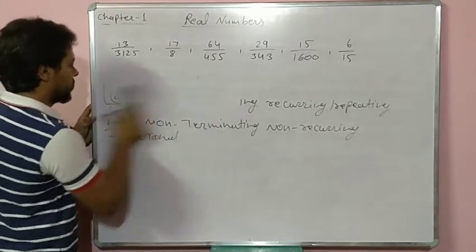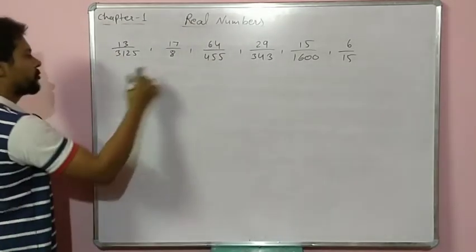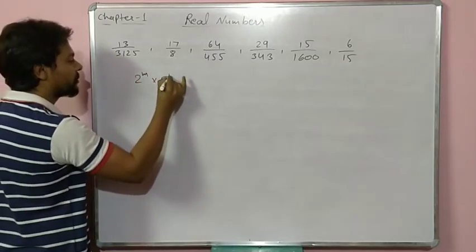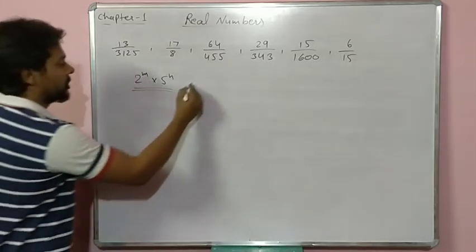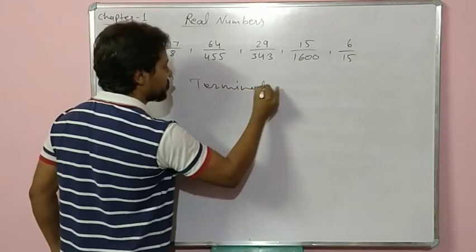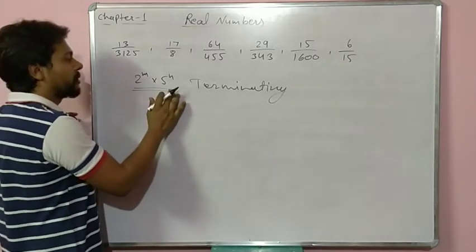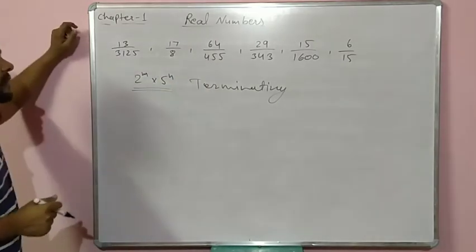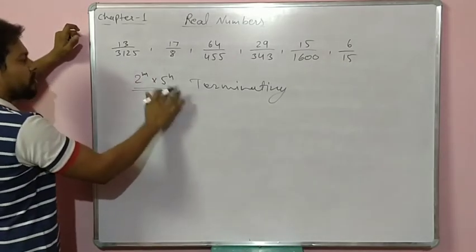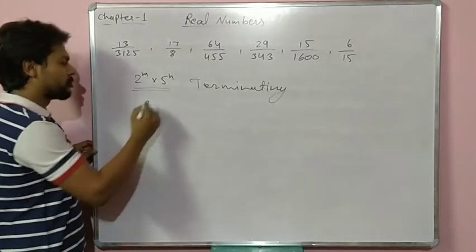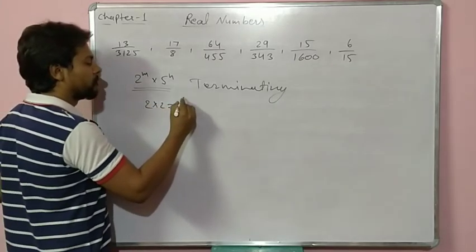How it works? Let me show you. If the denominator is of the form 2 to the power m into 5 to the power n, then it will have terminating decimal expansion. If it is not in the form of 2 to the power m into 5 to the power n, then it will have non-terminating recurring decimal expansion. Now, how to exactly find out whether the denominator is of this format or not? Let me tell you. If the denominator is of the form 2 to the power 2, means 2 into 2, like 2 to the power 2.